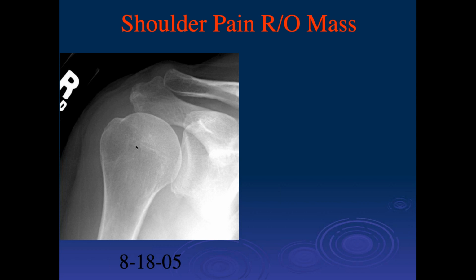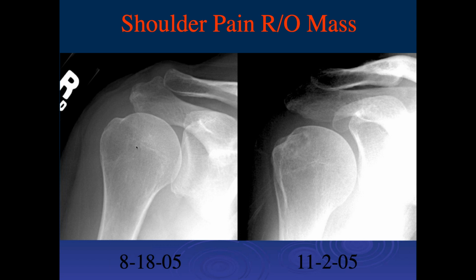All right, so shoulder pain, rule out mass. I don't see any discrete lucent lesion, although there's some faint linear signal intensity kind of along the inferior aspect of the greater tuberosity. And then 11/2/2005. Yeah, I guess there's that lytic lesion in the anterior superior or superior lateral aspect of the humeral head. So do you want to see an MR scan? Yes, please.